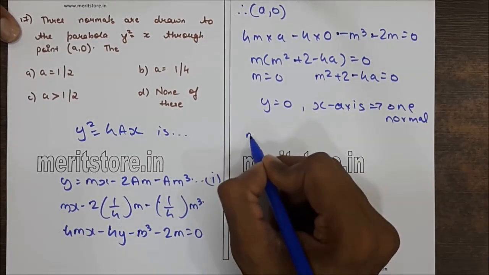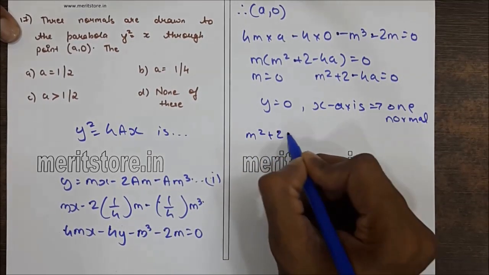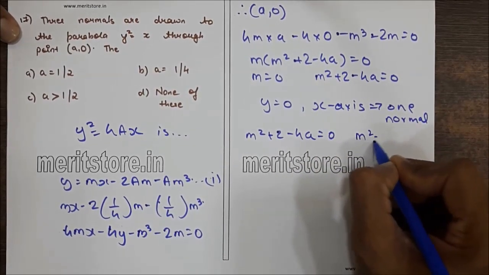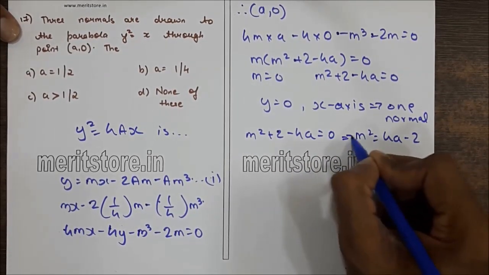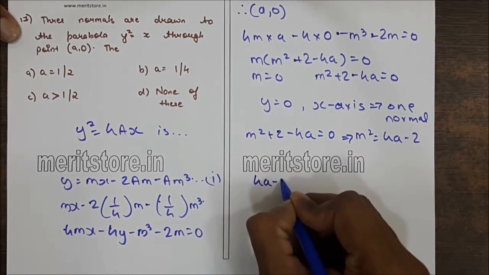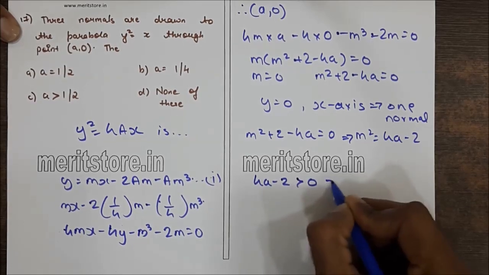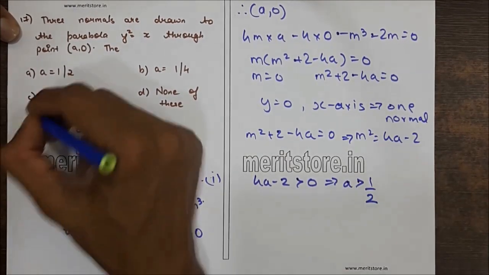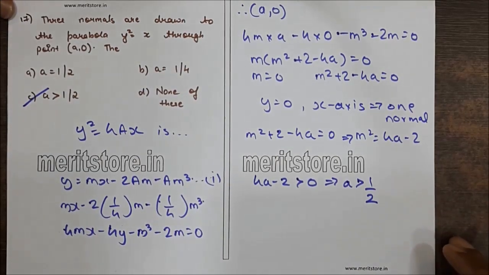And if m square plus 2 minus 4a is equal to 0, where we get m square is equal to 4a minus 2, we write this as 4a minus 2 greater than 0, which is a greater than half, which is our option C. Therefore, option C is the correct answer.